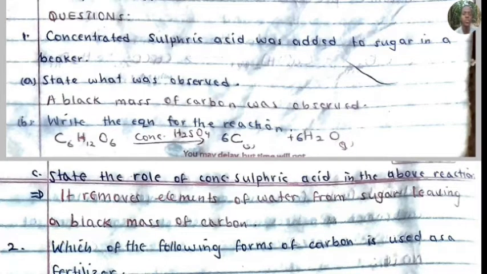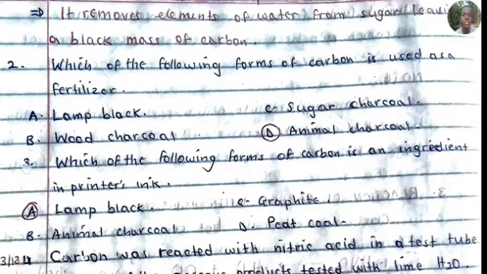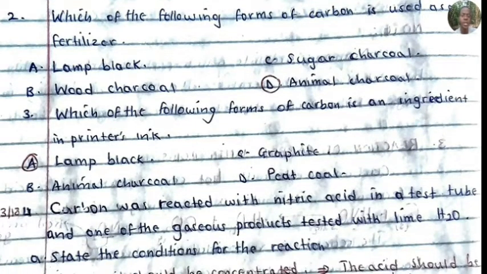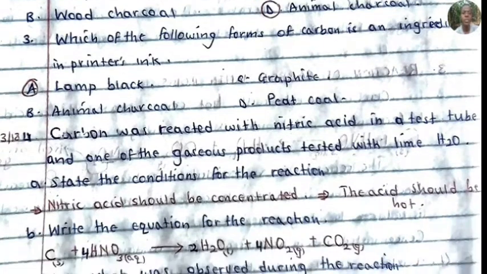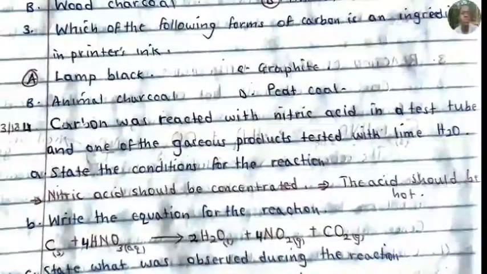We also saw that one in lesson 2. Then we state the role of sulfuric acid in the above reaction. We saw those things. Number 2 asks which of the following forms of carbon is used as fertilizer: A, lamp black; B, wood charcoal; C, sugar charcoal; D, animal charcoal. These we also looked at in lesson 2. Number 3 asks which of the following forms of carbon is an ingredient in printer's ink. We saw that one also in lesson 2.